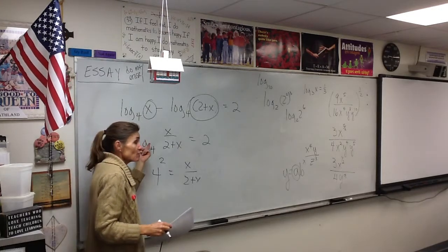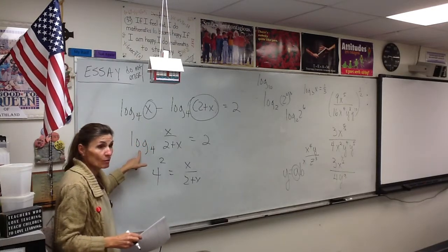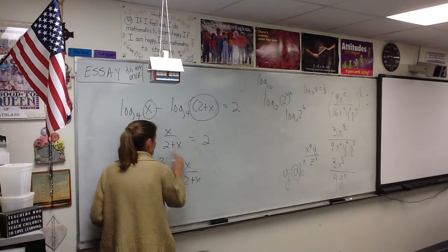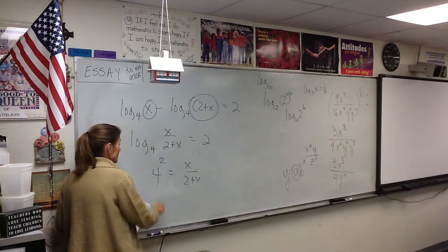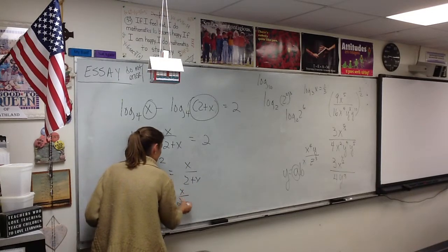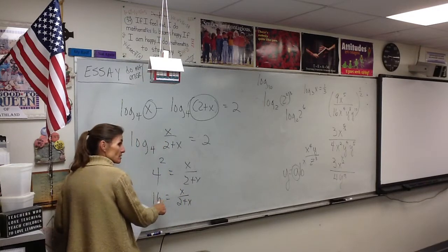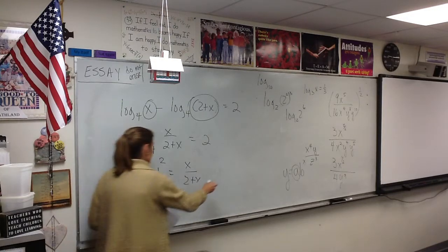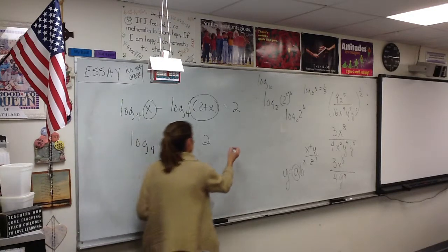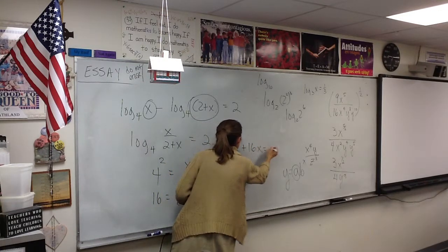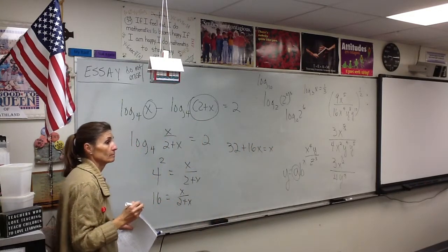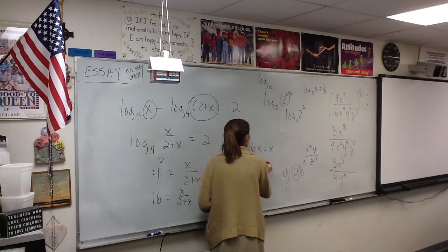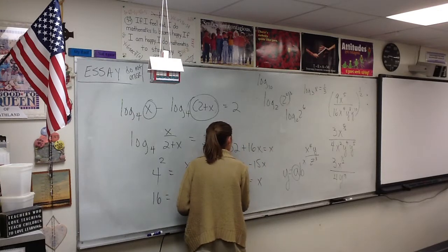That's how you solve this logarithmic equation. You got to get rid of this logarithm, and you get rid of it by rewriting it in its exponent form. So 4 to the 2nd equals x over 2 plus x. So that's 16. Now, Anna, how do you want to solve this? Multiply 2. Yeah, now we're going to bring that 2 plus x over here, so we'll have 32 plus 16x equals x. So 32 equals negative 15x, and x equals negative 32/15.